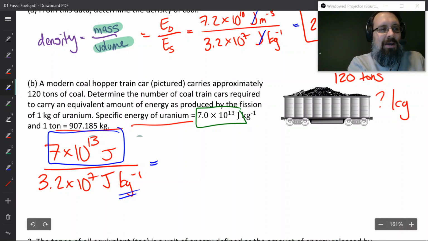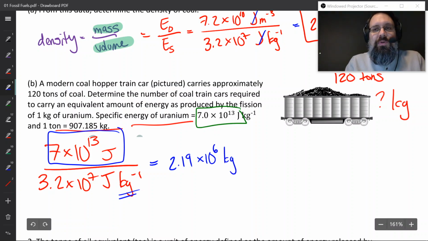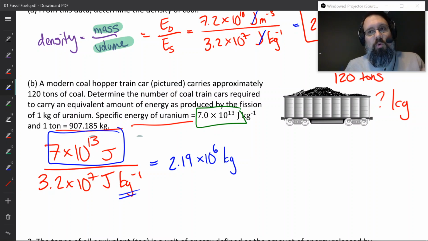If you throw that in a calculator, you end up getting 2.19 times 10 to the 6th kilograms. So you would need 2 million kilograms of coal to equal 1 kilogram of uranium as far as the energy goes. That's a shocking result. It's insane that you could take 1 little kilogram of uranium and need a million kilograms of coal to get the same energy. That just shows you that nuclear reactions release ridiculously more energy than chemical reactions do.